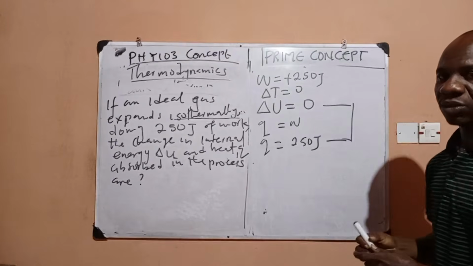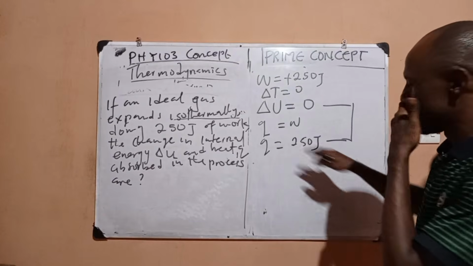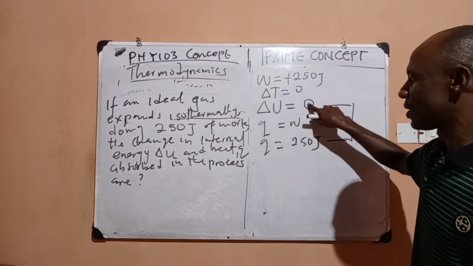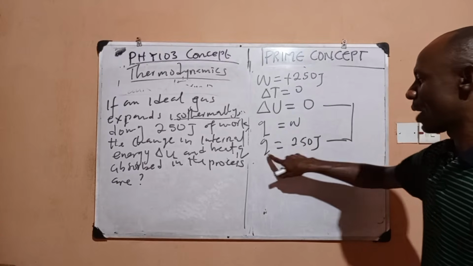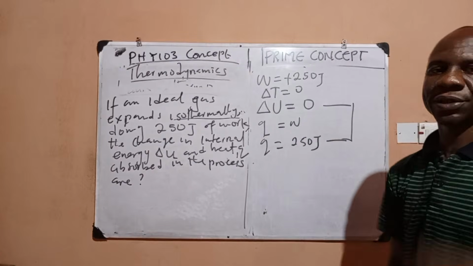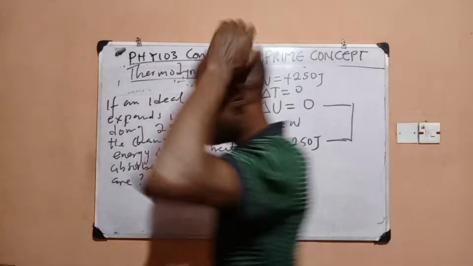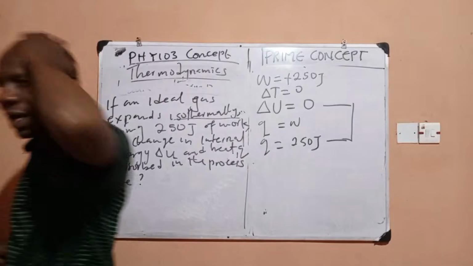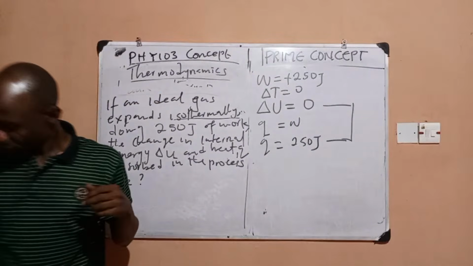They gave options, and you see how they mixed up the options. So change in internal energy is 0. Our heat transfer is equal to 250, because you know that Q is equal to W. So I believe I've answered this, and we have tried in no small measure in covering.